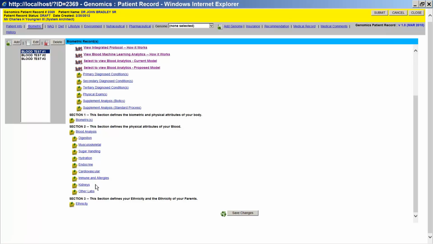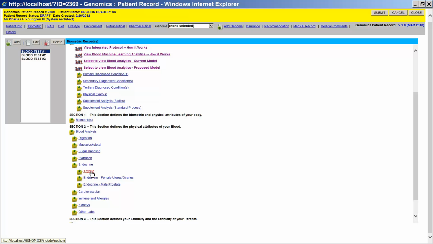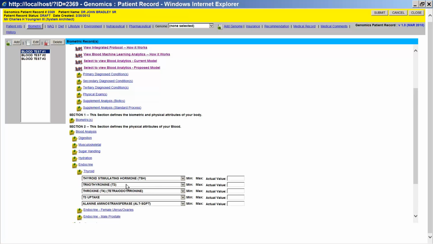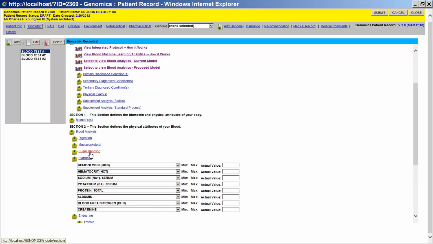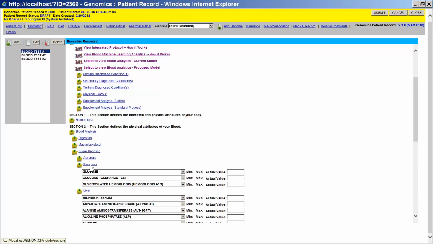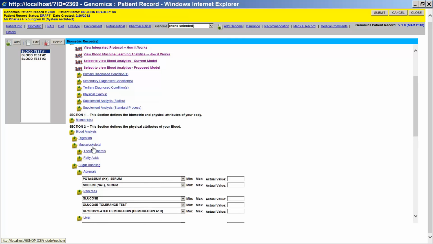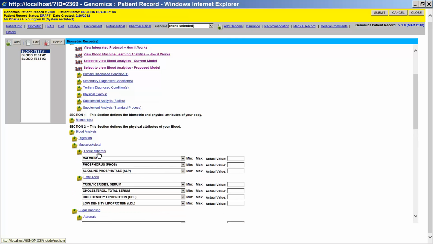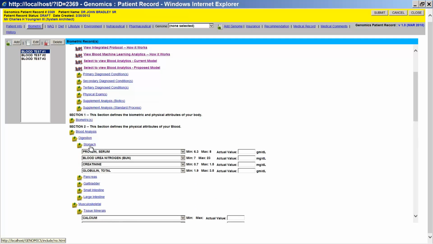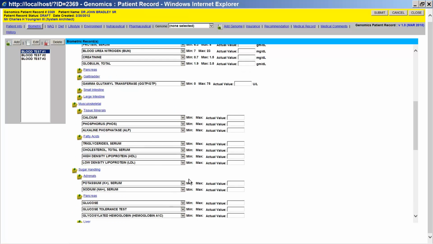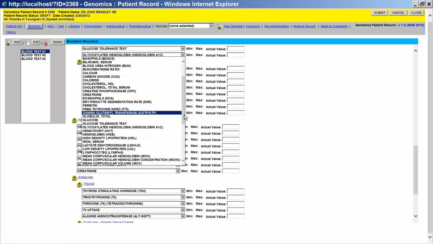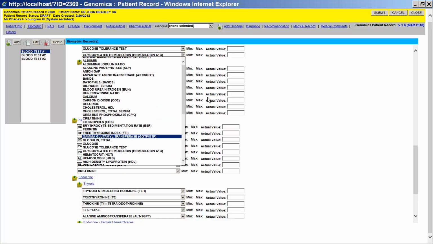What we do in our system is quite simple. We look at the blood analysis component, which is partitioned into logical functional systems within the human body. For example, we can look at the endocrine system and the thyroid. You all know that various blood tests are prescribed. We can look at hydration, and at sugar handling for the liver, the pancreas, and the adrenals. We can also look at the musculoskeletal system for fatty acids and tissue minerals, and at digestion for the stomach and the gallbladder. This information is adjustable per functional system for the individual physician and their patient, as the physician deems necessary.